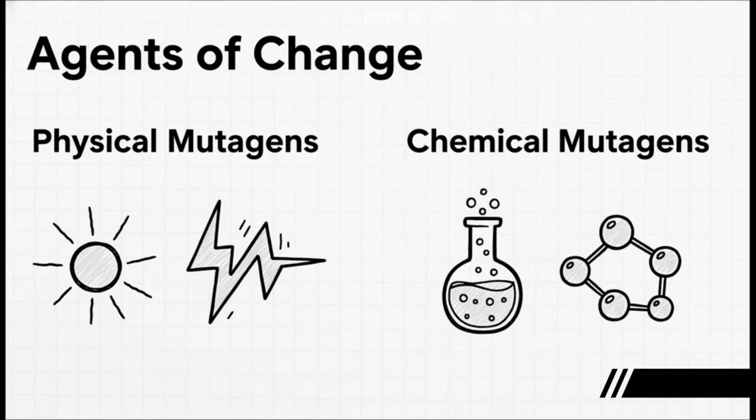We basically group mutagens into two main categories that you have to know. First, you have physical mutagens, like X-rays and UV radiation. And then you have chemical mutagens, which are substances that directly mess with DNA, like mustard gas. Make sure you can name at least one example from each category for your exam.